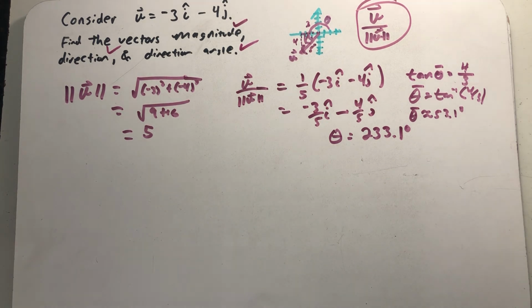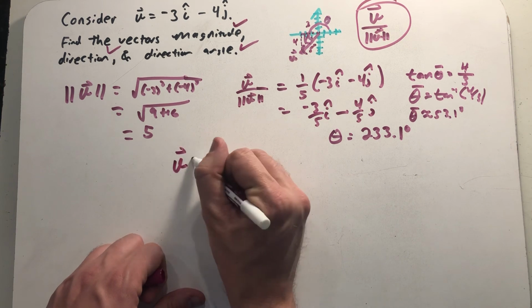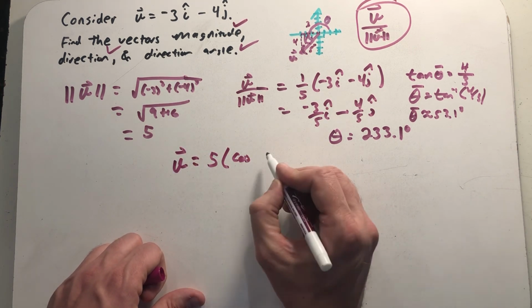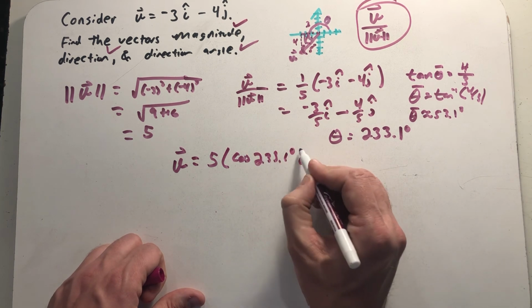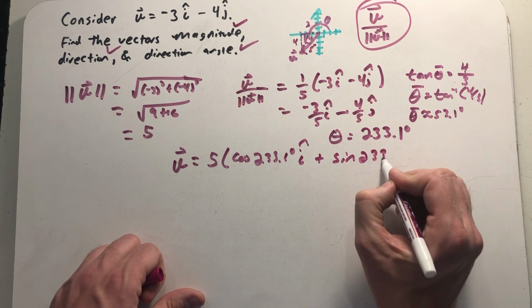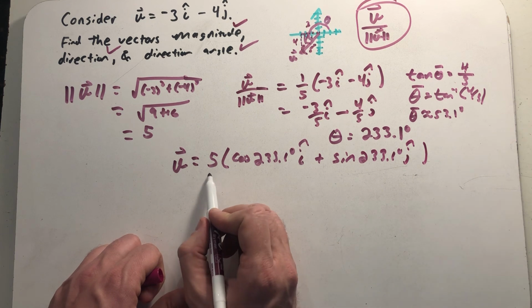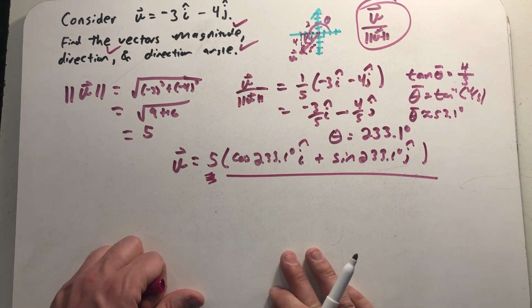And even though we're not asked to do it, there's no reason not to just think about how we could write this vector down now as its magnitude times the cosine of that angle in the i direction plus sine of that angle in the j direction. Because a vector is always its length multiplied by its direction.